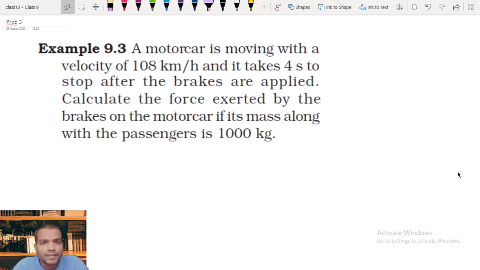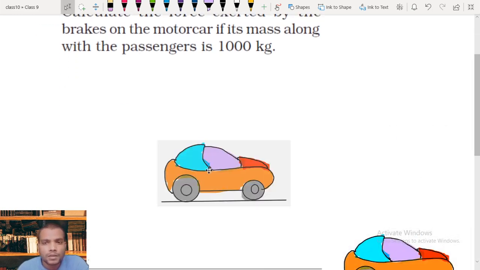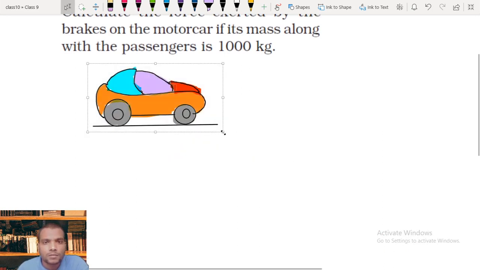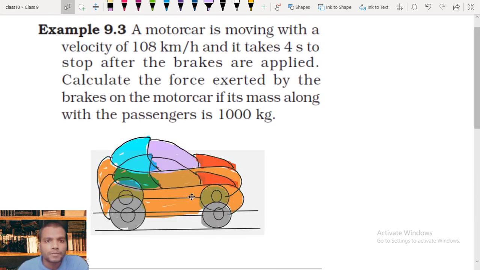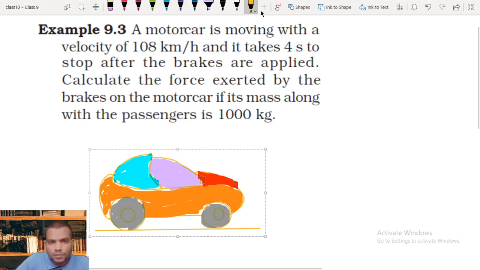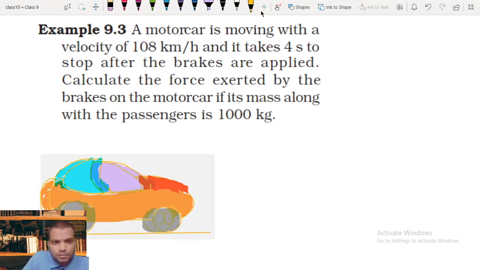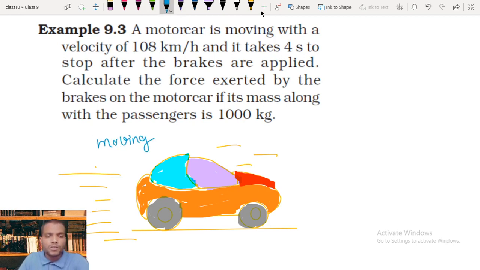So here we need to find the force exerted by the brakes. So let me take a car. I made a diagram of the car here. So this is the car, and initially it's moving with a velocity.